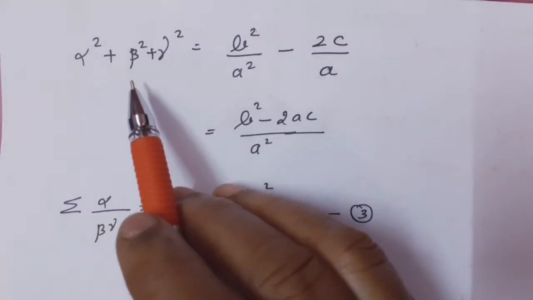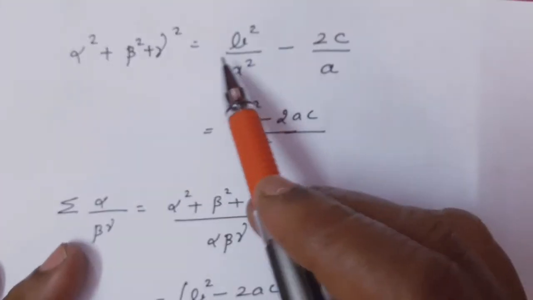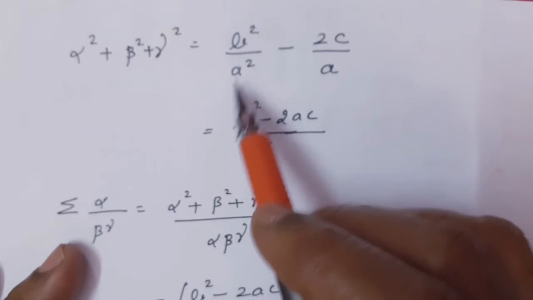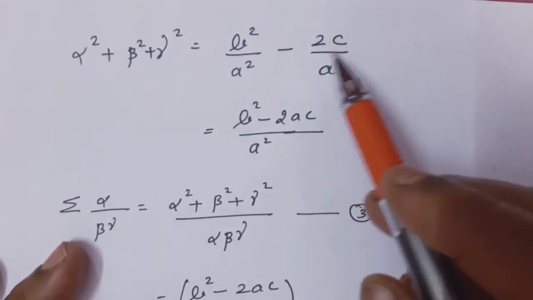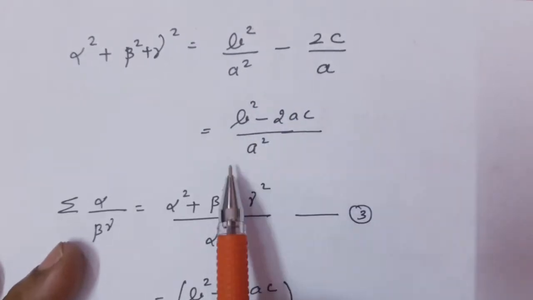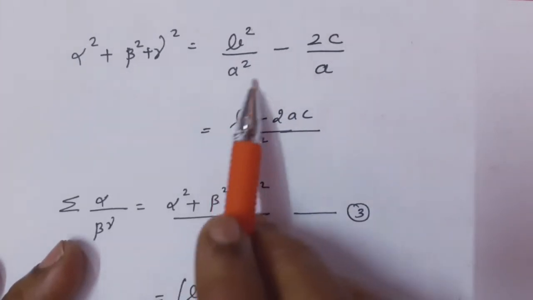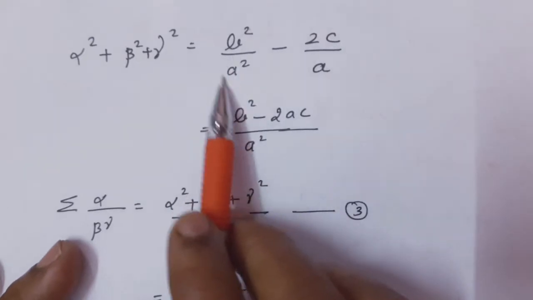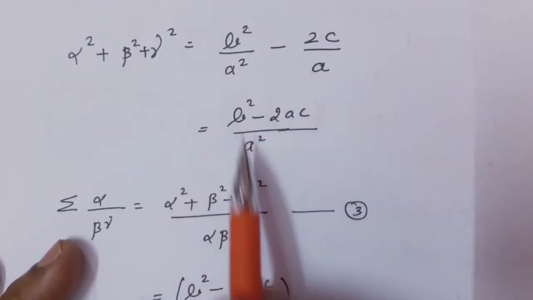Now alpha square plus beta square plus gamma square equal to minus b by a the whole square, which is nothing but b square by a square, minus 2 into c by a, that is 2c by a. Just now again we take the LCM. A square is the LCM. Comparing the denominator with the LCM, here also a square, here also a square.